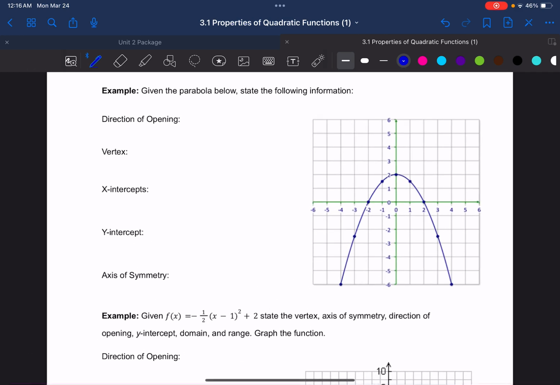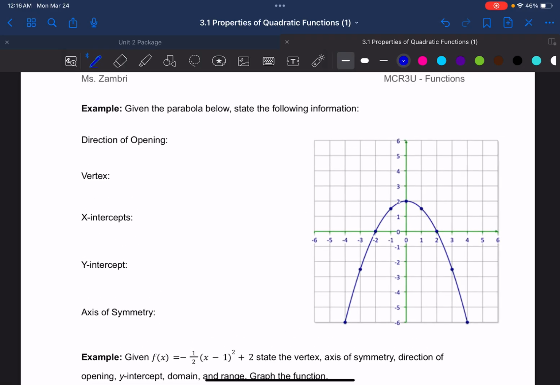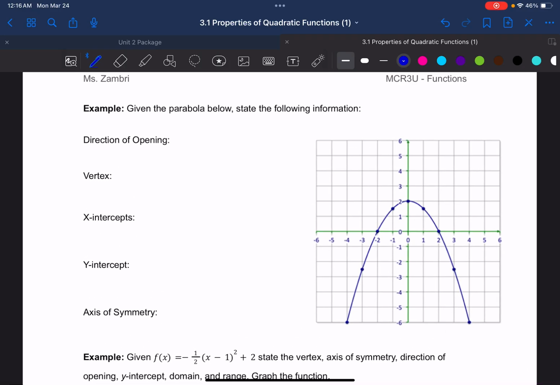So moving into actually now looking at a graph and talking about the characteristics as well as graphing, that's what we're going to get into here on this page. So we're given this example, we're given a graph of a parabola, and I need to state all of these key features below. First and foremost, direction of opening.